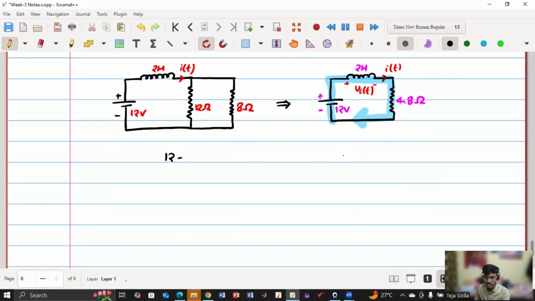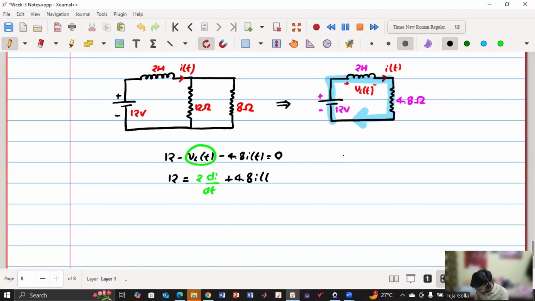12 minus VL of t, minus 4.8 into I of t, equal to 0. So now let us substitute VL of t. What is VL of t? 2 into di by dt. Okay. Very good. So 12 minus 2 into di by dt minus 4.8 into I of t, right?